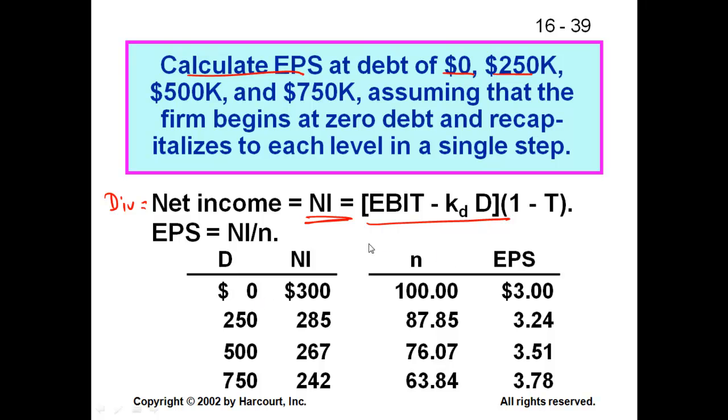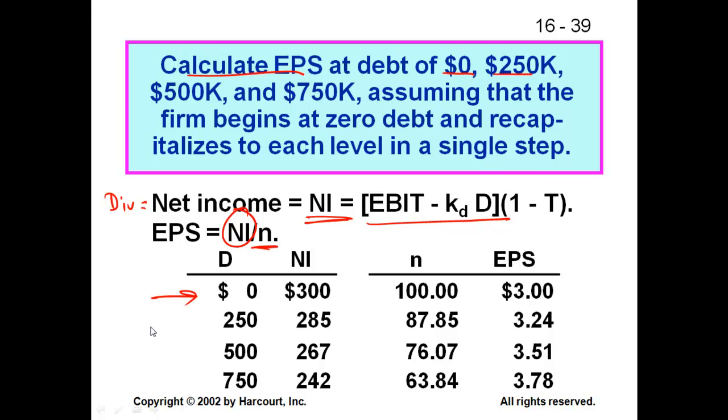Okay, so if this is the net income, how do you calculate your earnings per share? It's the net income divided by total number of shares. So when you have zero debt, our net income was 300. So this was simply the 500,000 minus 40% taxes. Initially we had 100,000 shares. So our EPS is 300,000 divided by 100,000, which is $3 per share.